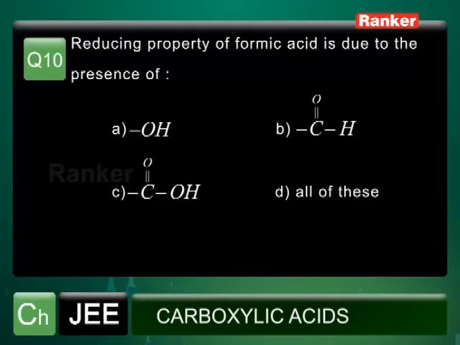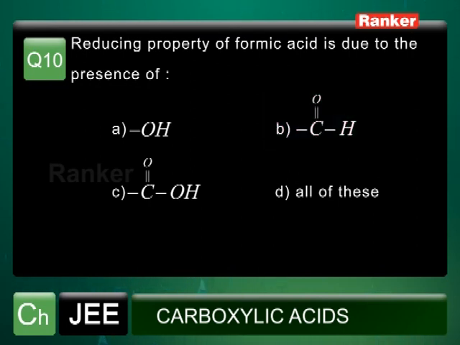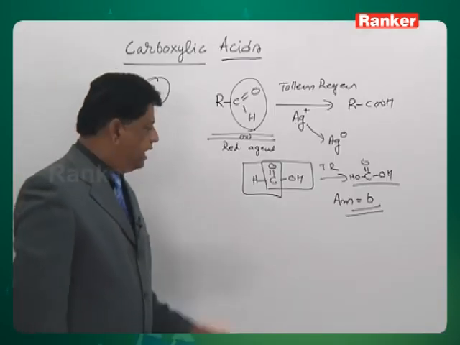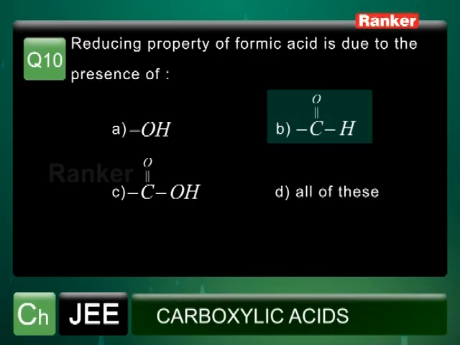So the question is, the reducing property of formic acid is due to the presence of, not the OH. Answer is B, aldehyde is right. And the carboxylic acid gives the acidic property. All of the others are also wrong. So the answer is only B. Only formic acid has this type of unusual behavior. It has the acidic property as well as the aldehyde nature, that is, the reducing property is also there.